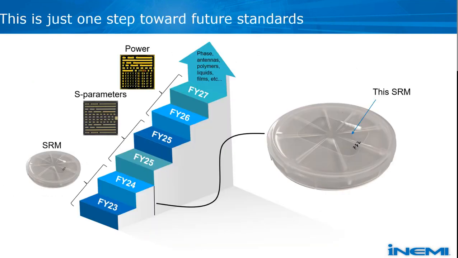And I made note to include the words "any other end users" there, because this is something that's useful to us in the future as well. So we can use these standards to create future standards. Just through this stair-step process, we can use this SRM for the dielectric constant to create standards for on-wafer S parameters and eventually for on-wafer power and any other on-wafer or otherwise microwave characterization you can think of, for other materials, for phase. This SRM is the foundation upon which we can build all of that.